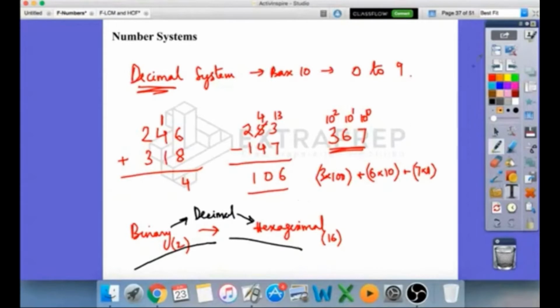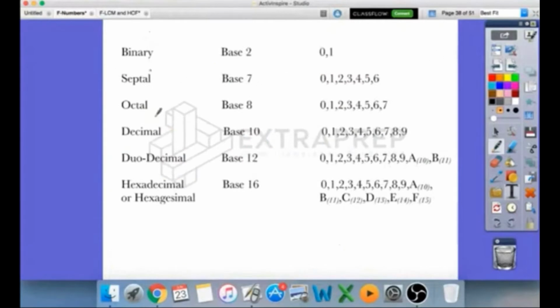Is that understood? There's nothing to copy here. This is just for your understanding. We'll go to the next page. Now these are some examples. Just because I wrote base 2, base 7, base 8, base 10, base 12, and base 16 doesn't mean you can't use other numbers. You can use any bases, questions on any base can be given. But these are the most important ones, so that's the reason I'm using these.